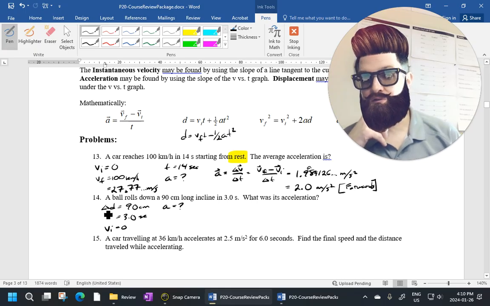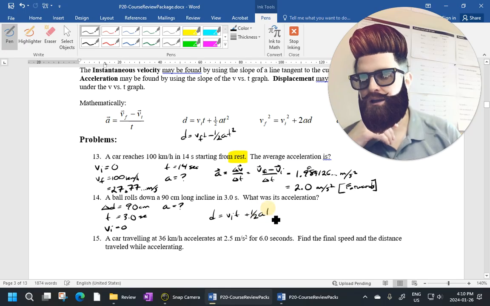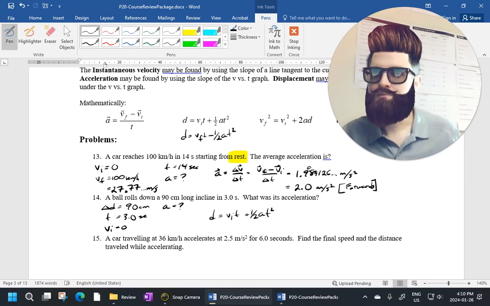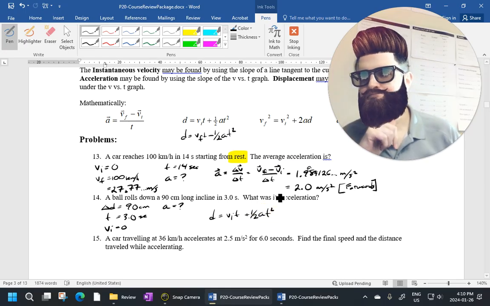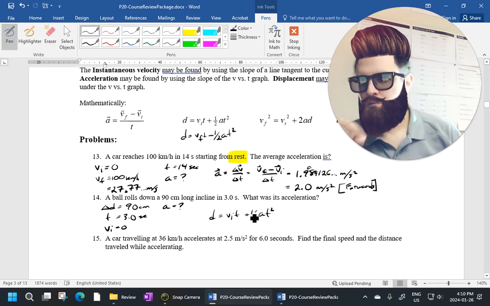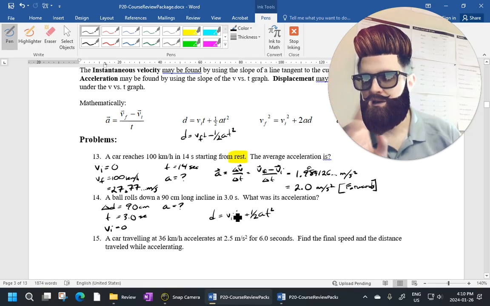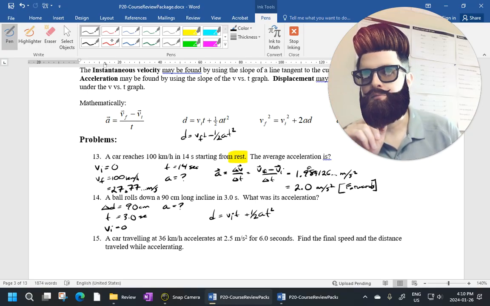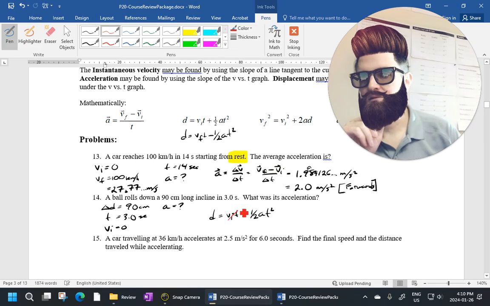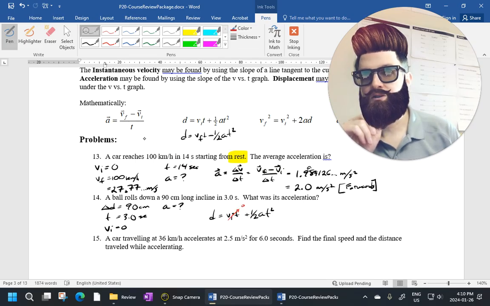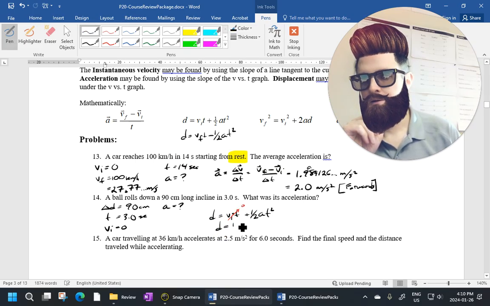Okay, so what's a good formula here? It looks like it doesn't have any VF in it. No VF. So a good formula to start off with for this one would be D is equal to VI T plus 1/2 AT squared. And then we're going to rearrange this equation. What's nice about this is that I'm solving for A, not T. But even if I was solving for T, because VI is equal to 0, that cancels out. So this is gone because VI is 0, which makes my equation just a little bit easier to rearrange.